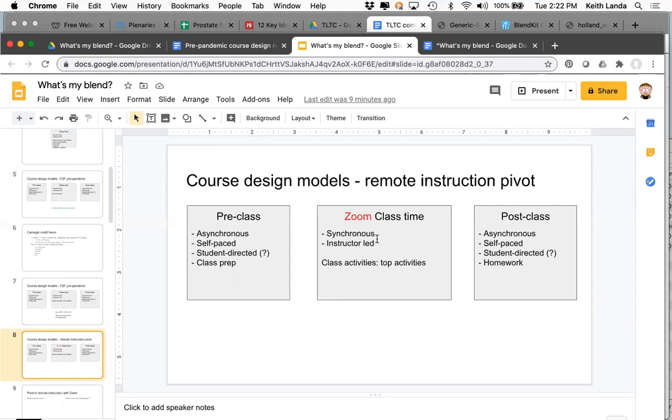We're meeting in Zoom at the times when we used to meet face-to-face on campus. We still have the expectation of outside activities. Zoom class sessions are themselves, by definition, synchronous class times. And again, they tend to be instructor-led in terms of specifying what we're going to do when we meet during class. I'm actually going to, let's see.